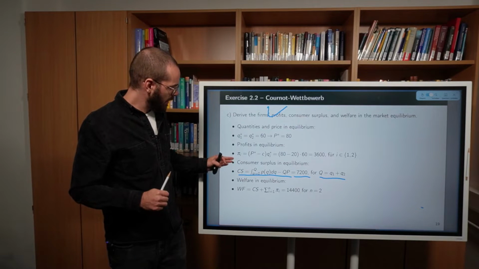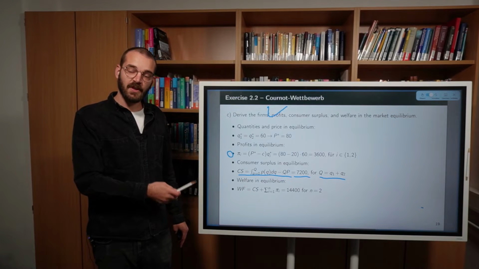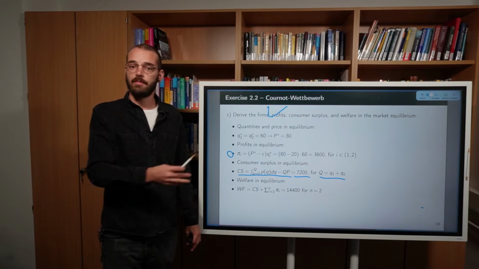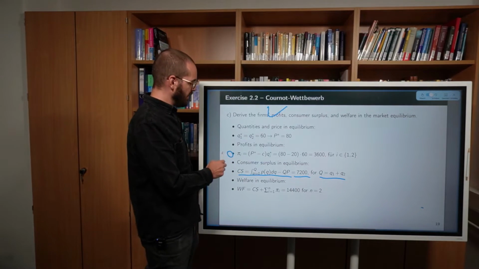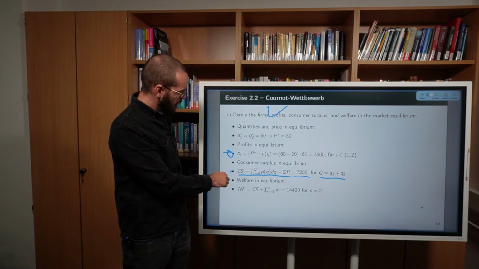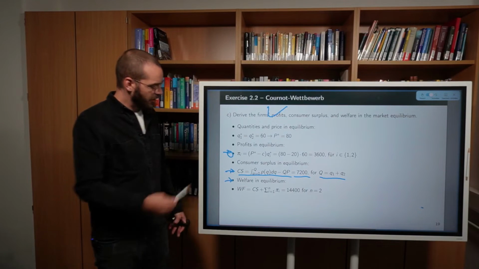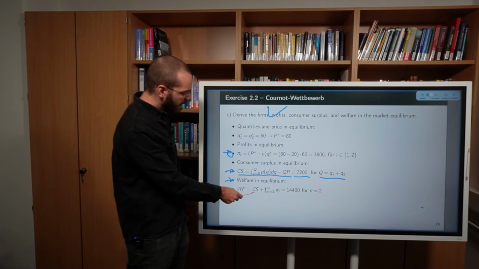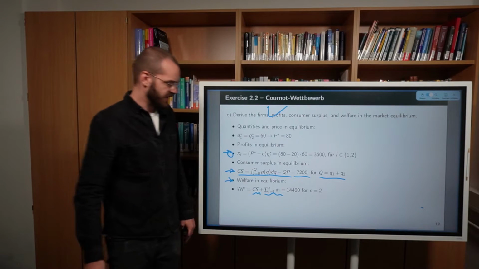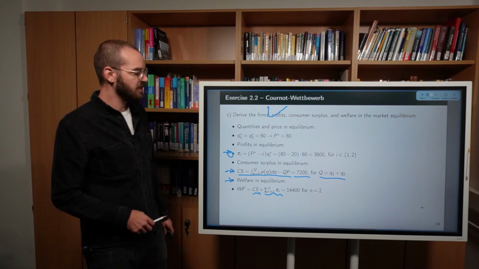Then finally, knowing the profits of each individual firm and considering that there are two of them, in order to find the total profits in the market we have to multiply the individual profits by the number of firms. Adding this to the consumer surplus, we can then finally calculate the welfare in equilibrium simply by adding consumer surplus and the total profits in the market. In this particular case, the total welfare in the market is 14,400.